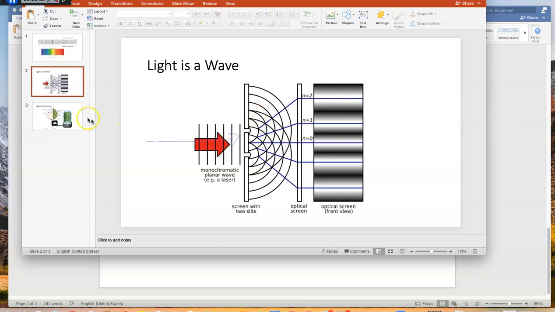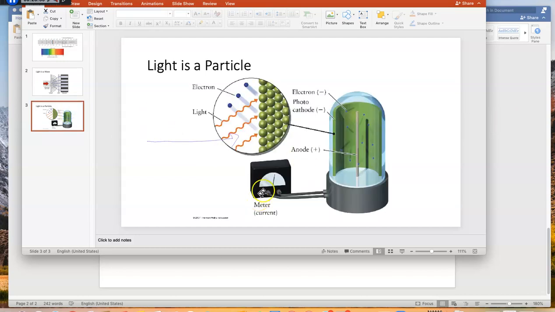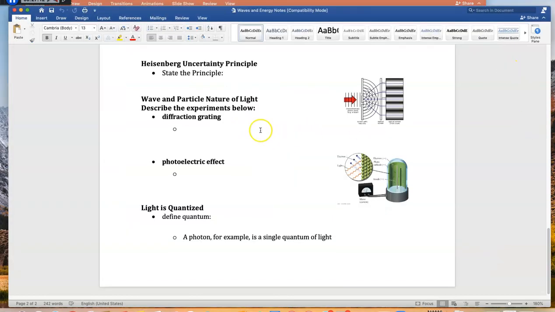However, light's also a particle because if I shoot light at something, in this case, I'm shooting it at a negatively filled backdrop, the light will actually hit an electron and pop it off. So light is both a particle and a wave. And on your notes, this is how we know it. We used a diffraction grating to see that it looks like a wave. And we used the photoelectric effect to find out that light is like a particle.